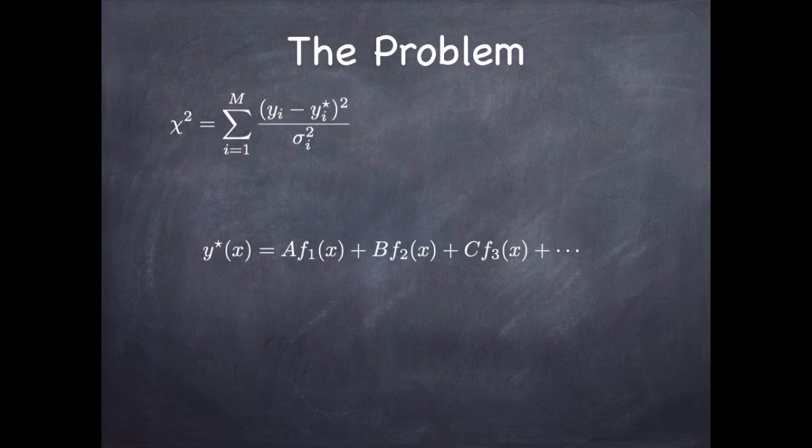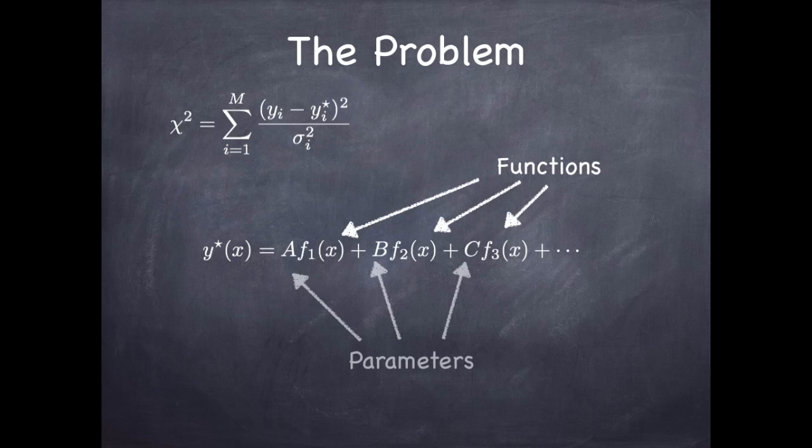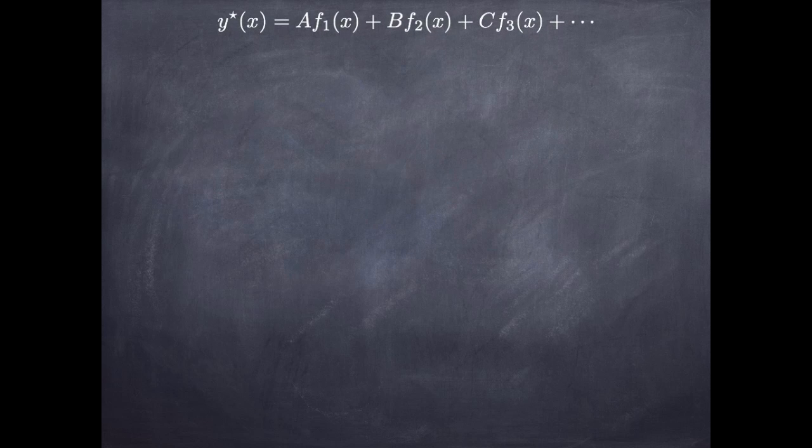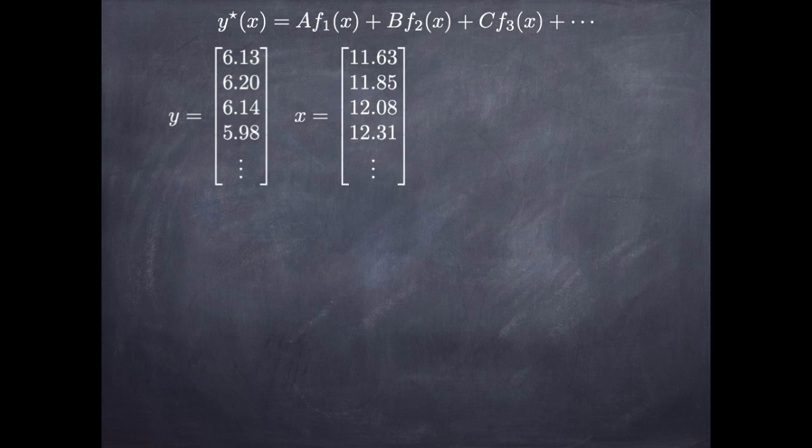Our model is some kind of a superposition of a bunch of different functions, and each function is weighed in with a parameter. I call the parameters here A, B, and C, and I call the functions f1, f2, and f3. For our linear model, the idea is that f1 is just going to be x, and f2 is just going to be 1. Let's look at that.